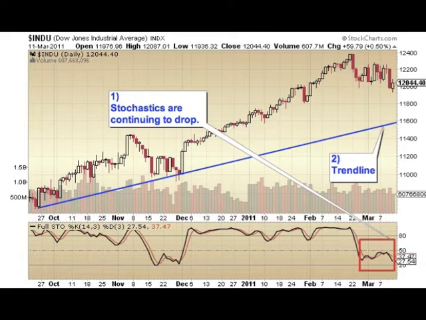Point 2 shows us that we're still intact with the upward trend line, that blue line there. Wouldn't be surprised to see a move down to that 11,500 level. It would mean that we're still in an upward trend, so nothing to worry about until we start slipping below that.